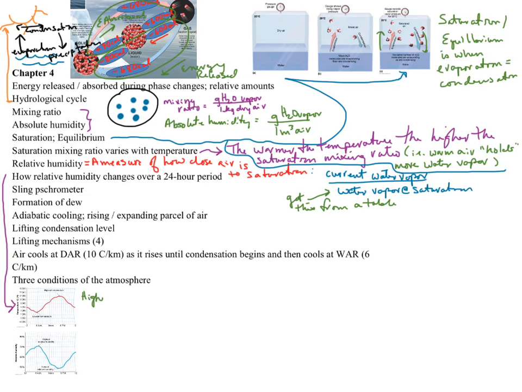Relative humidity, how it changes over a 24-hour period. What we've got there is a couple of figures from your textbook. The red line is the daily temperature. Of course, we have the minimum temperature right before dawn. The highest temperature we said was like 2 or 3 p.m. The bottom line there is the relative humidity. Notice that at the highest temperature, about 2 or 3 p.m., that is actually our lowest relative humidity. And that's a little bit counterintuitive.